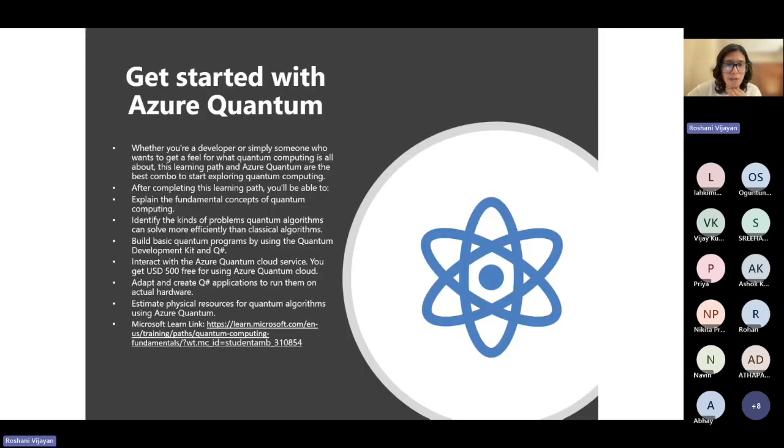I do want to mention that you can build basic quantum programs using the Quantum Development Kit and Q-Sharp. Generally the Azure Quantum Cloud Service is a paid service, but if you use this link right here, you get $500 free, and you can use the Azure Quantum Cloud to run your quantum algorithms using Q-Sharp as a part of this course. You're going to adapt and create Q-Sharp applications and run them on actual hardware, which you're going to be provided using the Azure Quantum Cloud Service, free of cost.